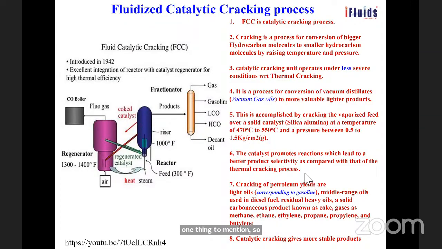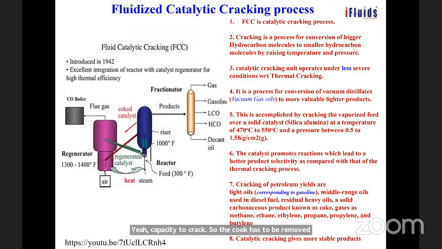This coke gets deposited on the catalyst because the catalyst will be moving from reactor to regenerator, because the catalyst has to be regenerated. You cannot just throw it. The coke that gets deposited on the catalyst makes it lose its capacity to crack. So the coke has to be removed.